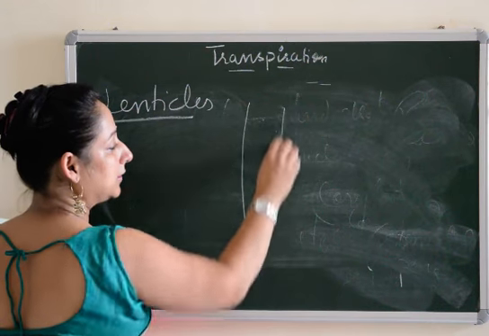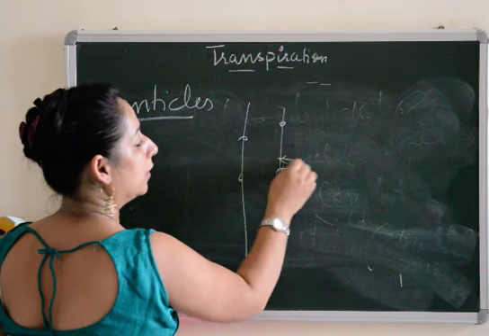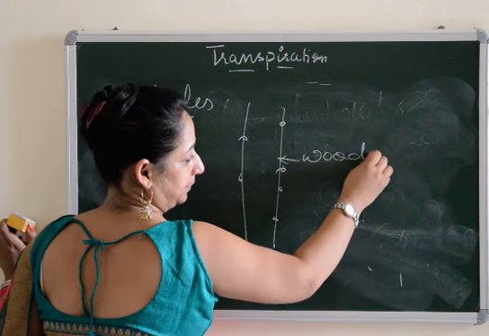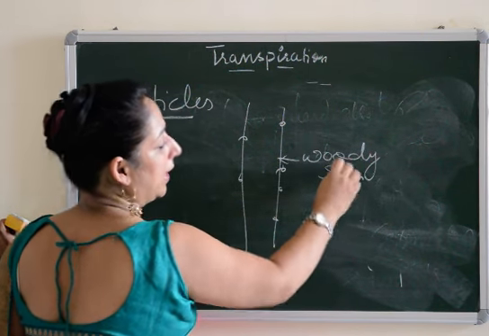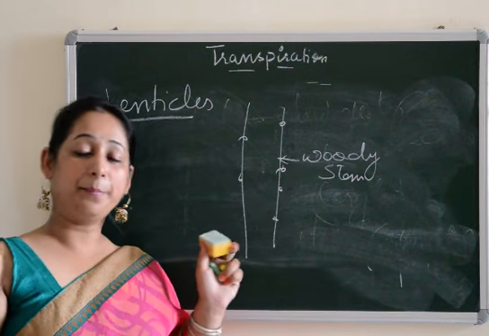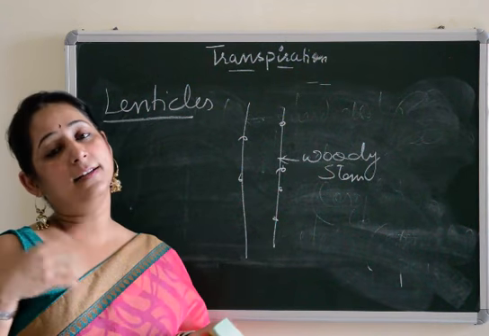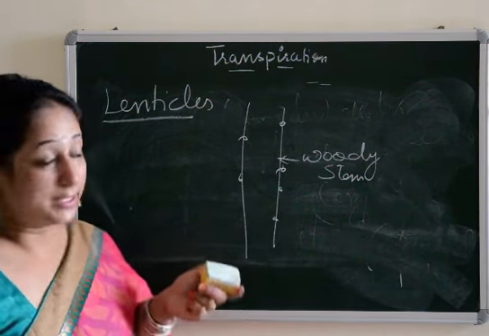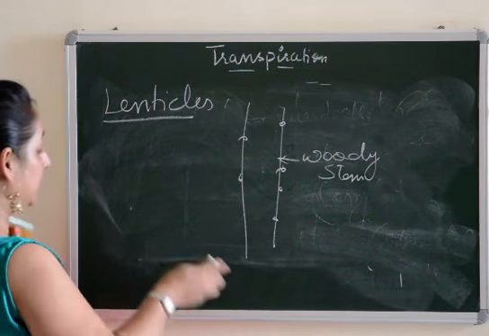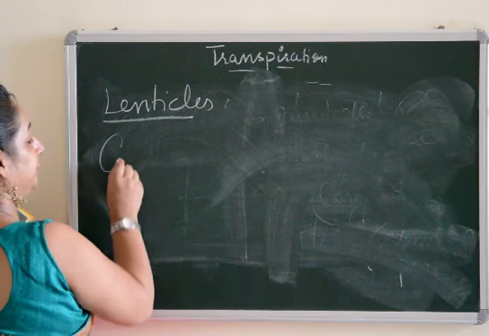Lenticels are the tiny permanent openings which are present on the woody stems. Okay? First of all, they do not close and open, they are open throughout. They are permanent openings which are present on the woody stems, and they undergo the process of transpiration that is known as lenticular transpiration. Next is cuticular transpiration.